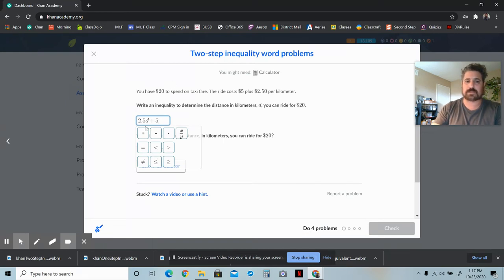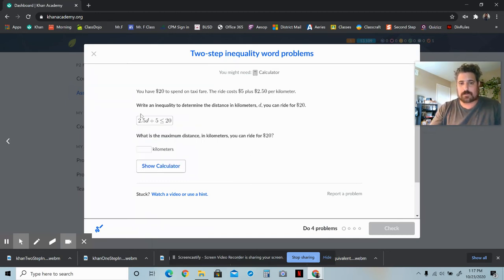So that has to be that this total amount that we spend has to be less than or equal to the 20 bucks. Is it okay to spend exactly 20 bucks? Sure, but you don't want to spend more than the $20, right? You want to spend less than or equal to up to that $20. Okay, so this is your correct inequality. And this is what is the maximum distance in kilometers you can ride for $20.